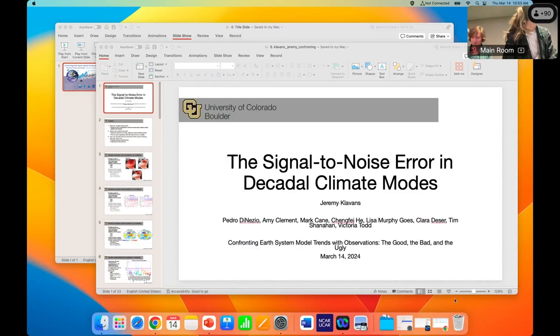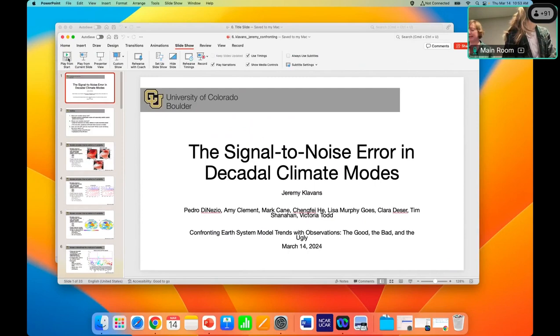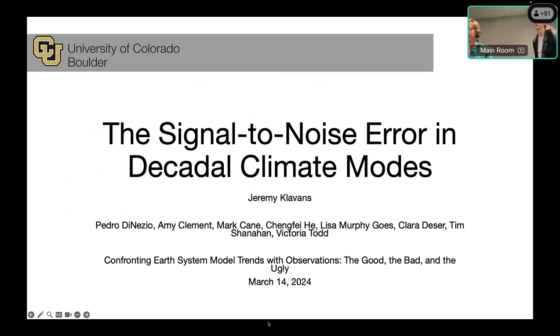So now we're going on to a series of talks about the role of forced trends versus internal variability, and how we distinguish those over the historical record. So our first speaker is an invited talk, and that's by Jeremy Klavans.